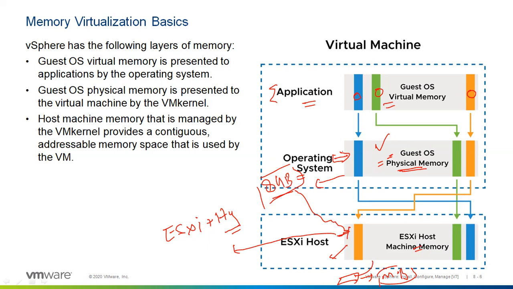In the same way, if we have another VM, it will follow the same structure and architecture. Guest memory is presented to the application by the operating system. Guest OS physical memory is the memory presented by your virtual machine through the ESXi VMkernel. There is always a VMkernel layer in ESXi. Host machine memory is managed by the VMkernel, which provides continuous accessibility of memory used by the virtual machine. That is all taken care of by your ESXi host.